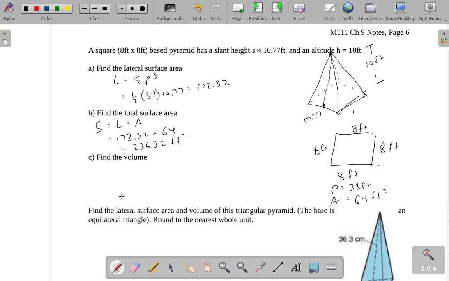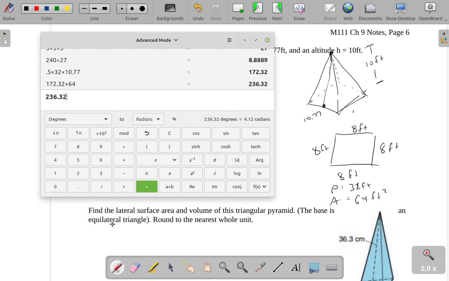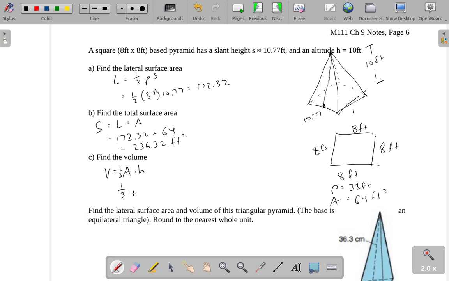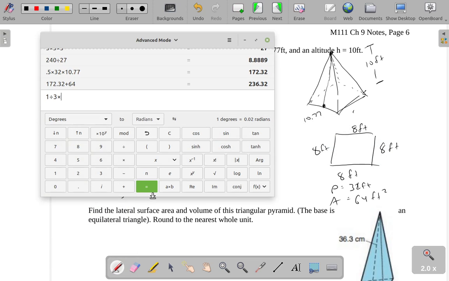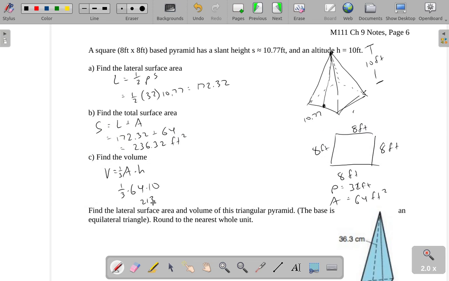If I wanted to find the total volume, the volume V is equal to 1/3 the area of the base times the height. This is not the slant height, this is actually the height of this particular pyramid. We already have the area of the base, which was 64, and we have the height, which is 10, so 1/3 times 64 times 10, which gives me 213.3 repeating. And this would be measured in cubic feet.